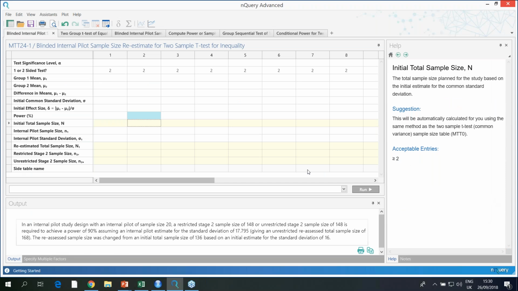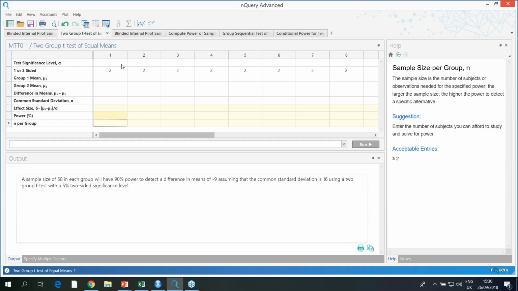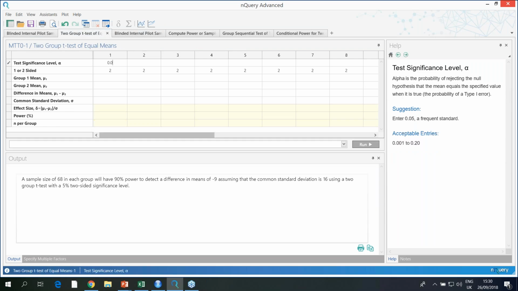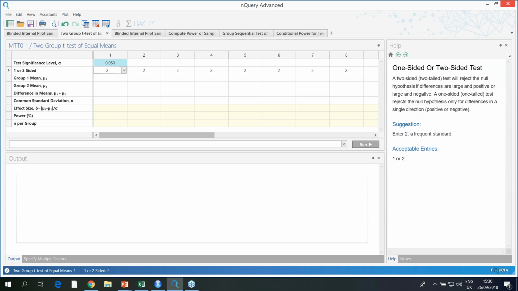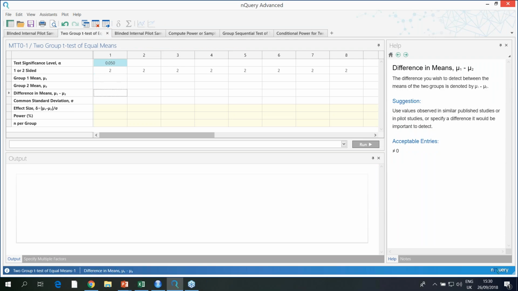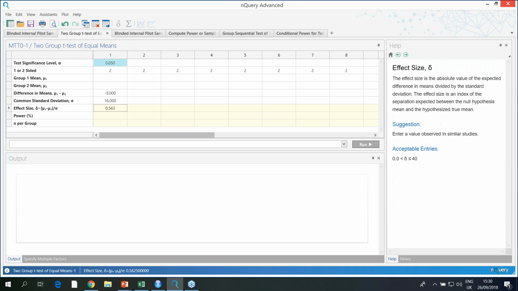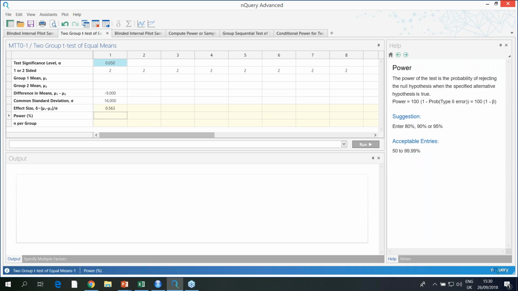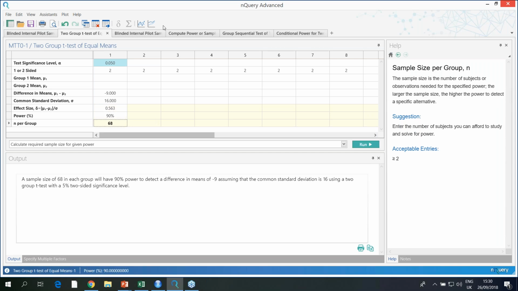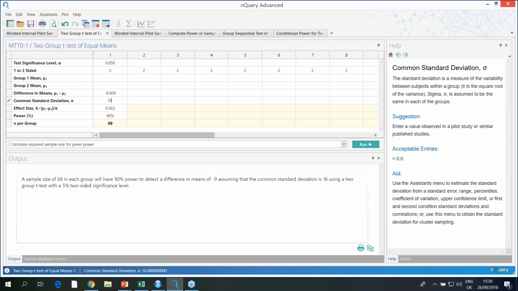You could basically do it right now if you went to the classic 2-sample t-test table. You entered your difference of -9, your standard deviation of 16, and then you entered your power of 90%, and you got 68. So this is replicating the original example, and then you can go, well, the new estimate is like 18 or something like that.